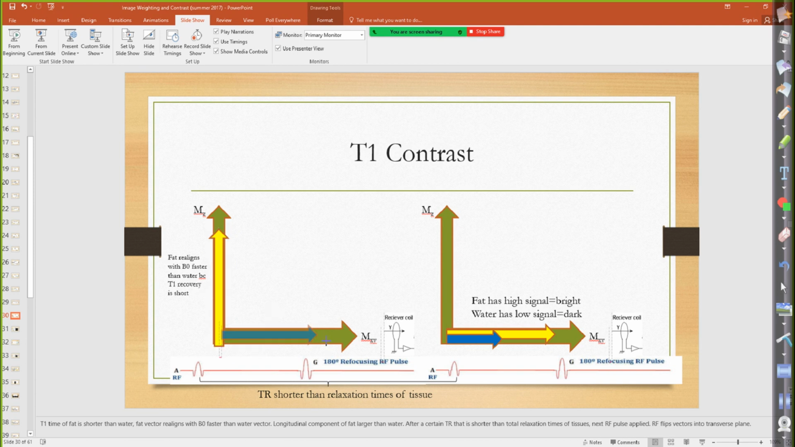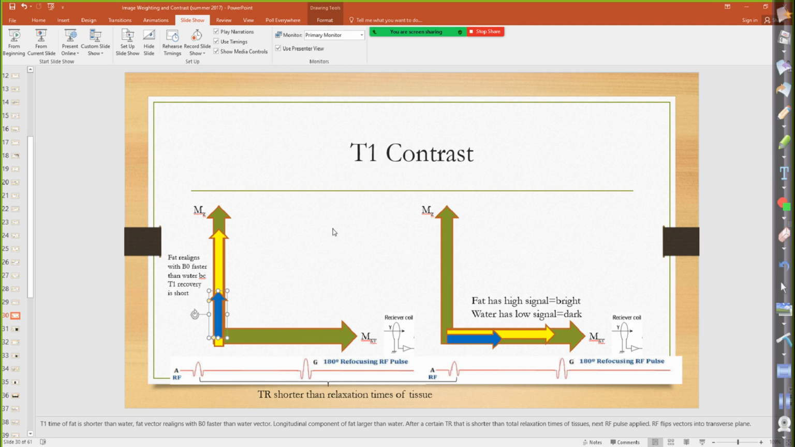Water decays slower on the transverse plane, but then it also recovers a lot slower on the longitudinal axis. Okay, so we're starting to look like that. Okay, you see that? So we don't wait for water to fully recover up the longitudinal axis before we hit it with the second RF pulse. You see that?